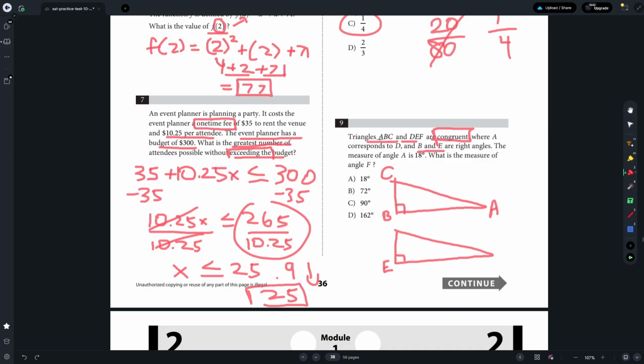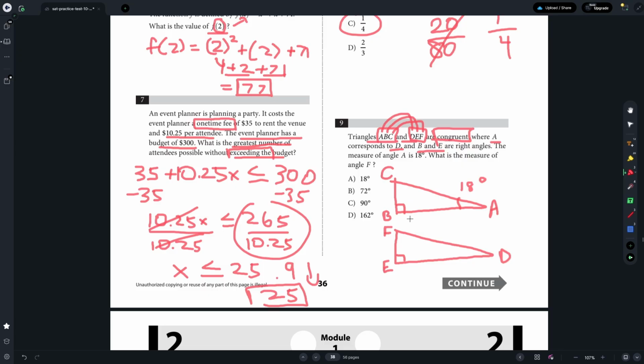And when they say A, B, C, and D, E, F are congruent, that means angle A corresponds to D, B corresponds to E, and C corresponds to F, as stated here. Let's just label this. That means if A is here, then D would be here. And since C is here, F would be here. And they say that angle A is 18 degrees.